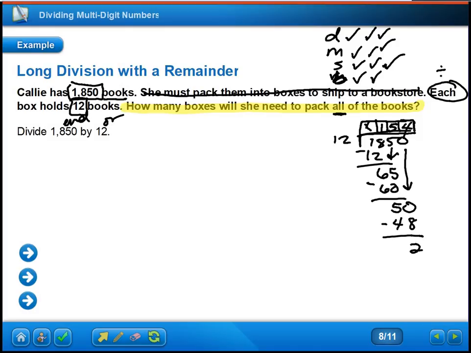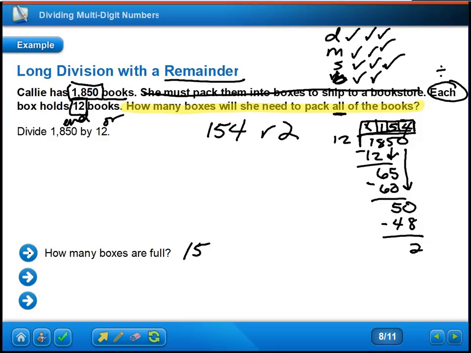But there's nothing else to bring down. So right now, because I am looking for that remainder, I stop. So my answer is 154 remainder 2. Or my quotient is 154 remainder 2. However, we want to know how many boxes Callie will need. So we have to think. How many boxes are there going to be that are full? Well, we know we can make 154 groups, which means we need 154 boxes.